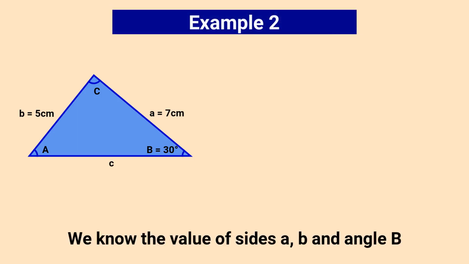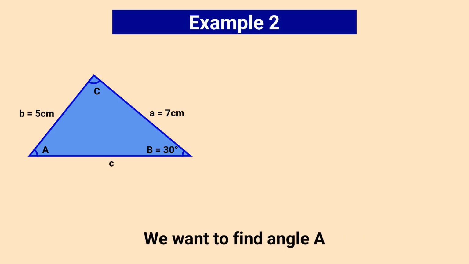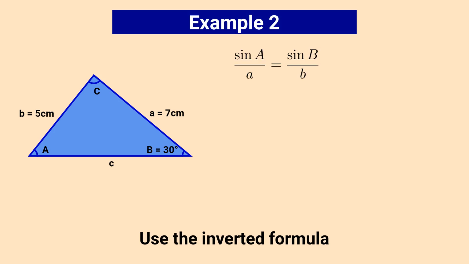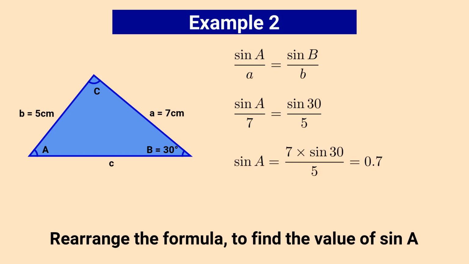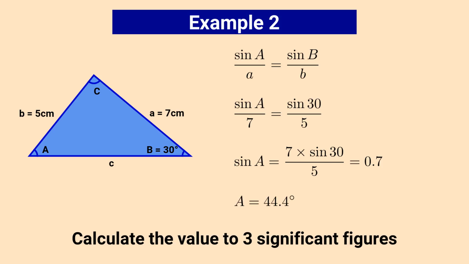Here is another example. In this case, we know the value of two sides and one angle, and we are trying to find the other angle. Angle B is 30 degrees, the opposite side is 5 centimeters long. Side a is 7 centimeters, and we want to find the opposite angle. Since we're trying to find an angle, we will use the inverted form of the sine rule. That is, sine A over a equals sine B over b. We then substitute the known values, leaving the unknown angle A. We can rearrange the formula to find the value of sine A. Finally, we can use a calculator to find A to three significant figures.